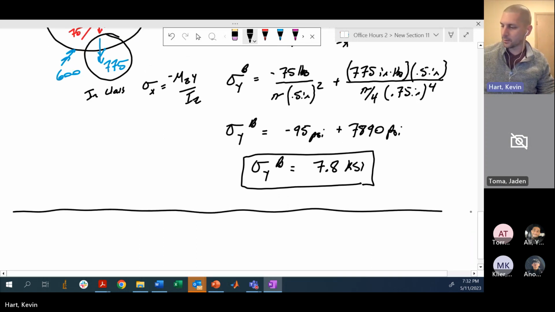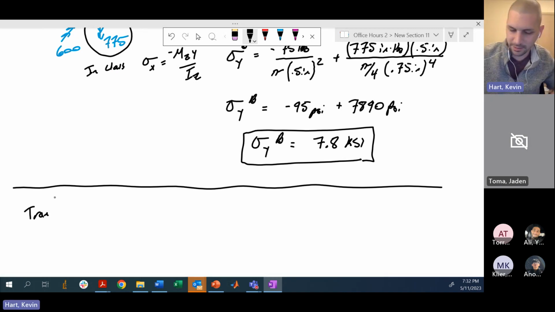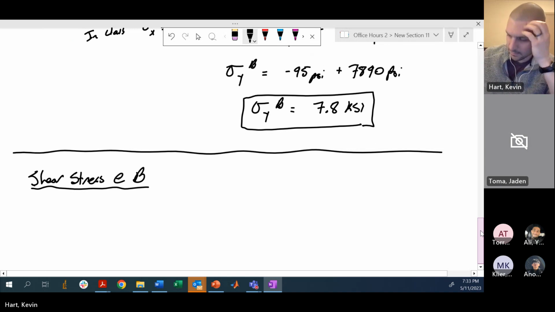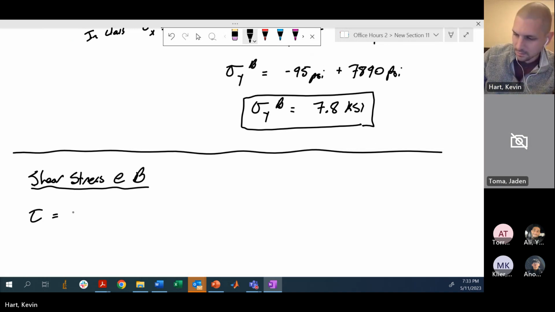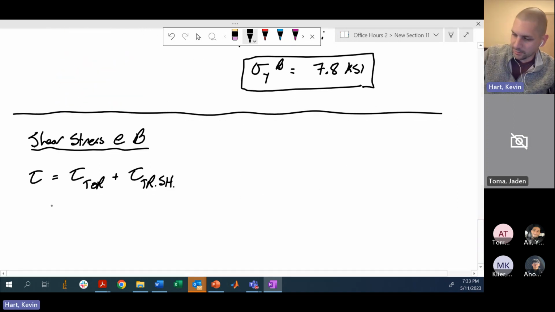All right. No questions. Let's look at the transverse shear then. Sorry, the shear stress. Okay. So we could have some contributions from torsion, and we could have some contributions from transverse shear. All right, let's go back up and look at our picture. And first thing I probably want to do is look at my torsional term. So in general, I know that torsion is going to be something like TR on J.